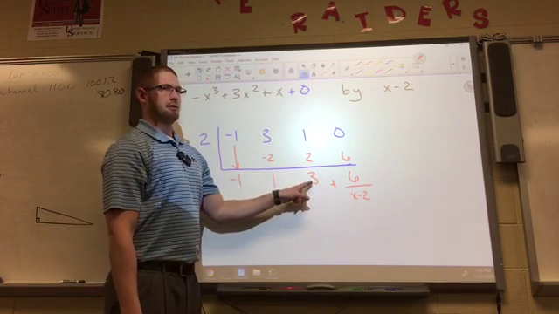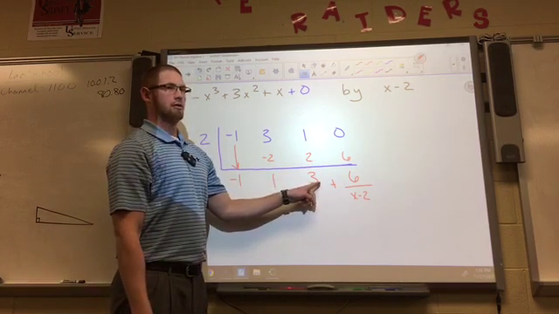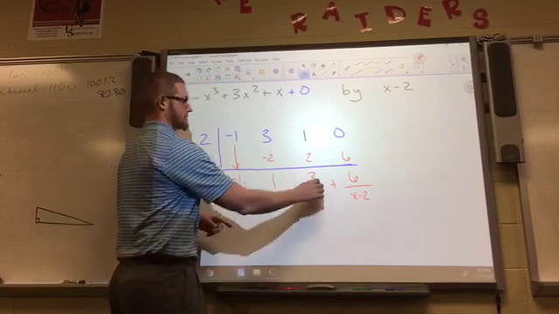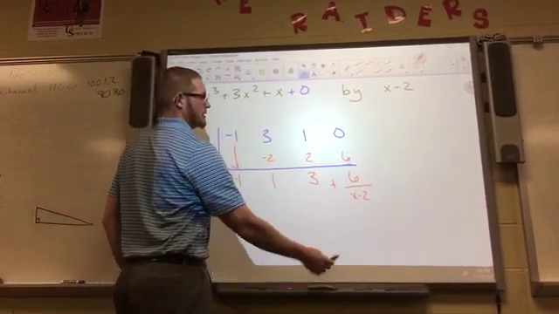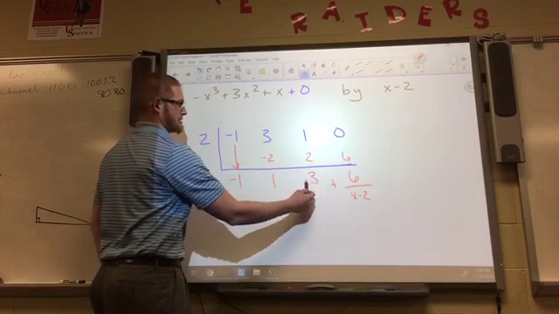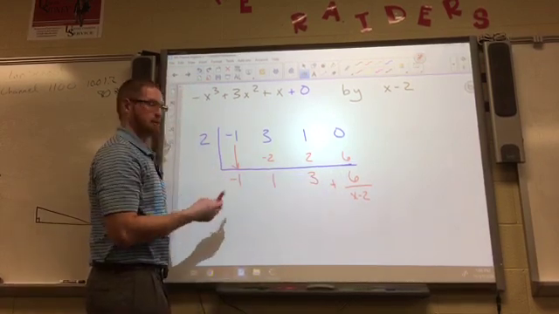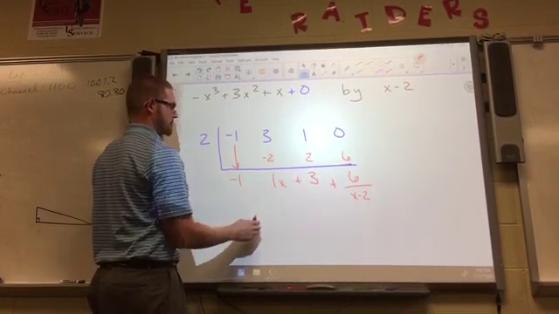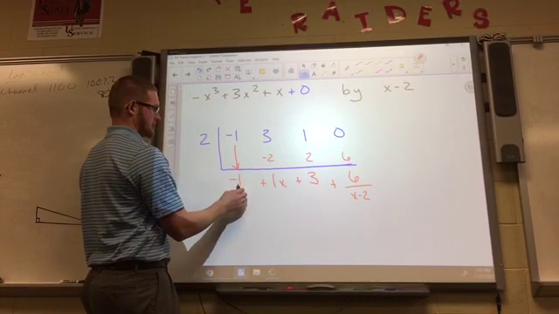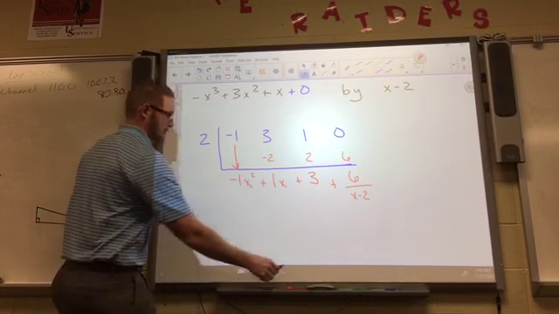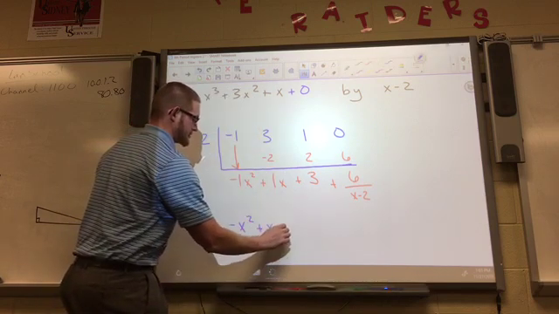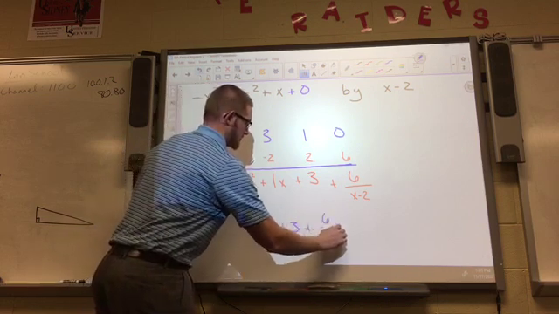This would be 3x to the what power? You're missing one. It's x to the 0. Remember, you're always going to have an x to the 0. So you have your remainder, x to the 0, meaning there's no visible x, right? Yes. This is going to be x to the first. This is going to be x to the second. Okay, so if I were to rewrite this, I'd have -x squared plus x plus 3 plus 6 over x minus 2.